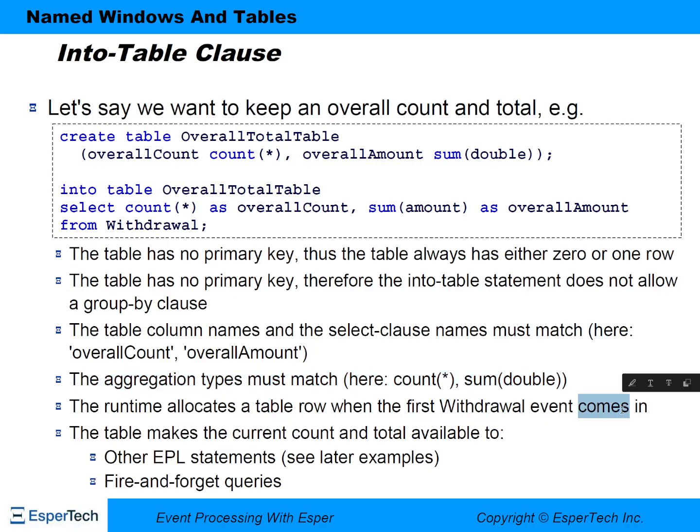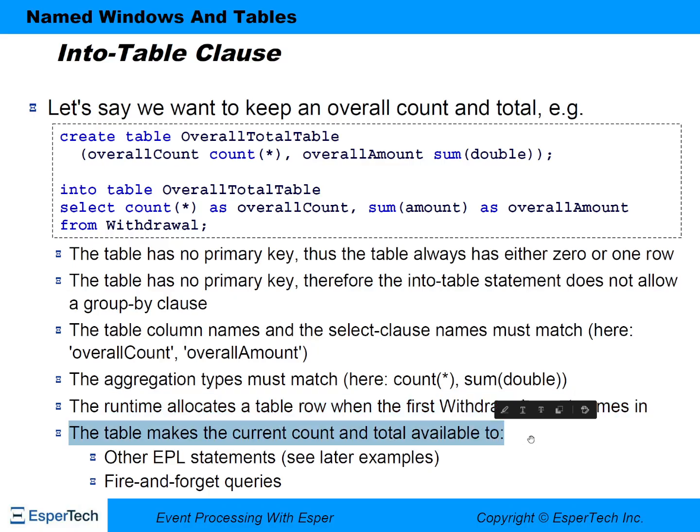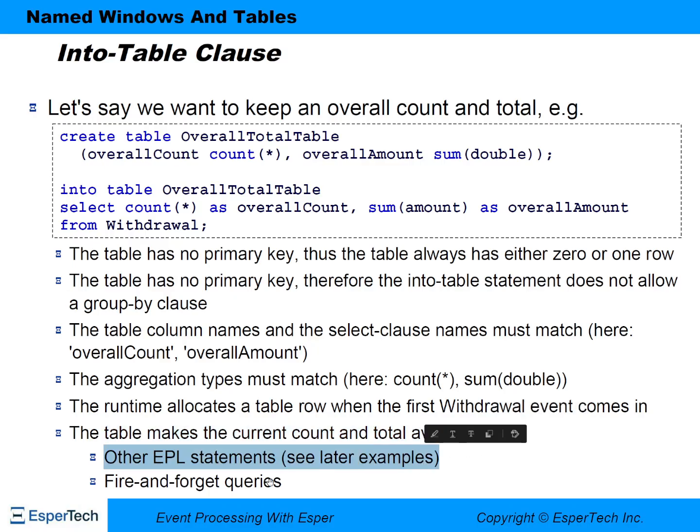The runtime allocates a table row when the first withdrawal event comes in. The table makes the current count and total available to other EPL statements, see later examples, and fire and forget queries.